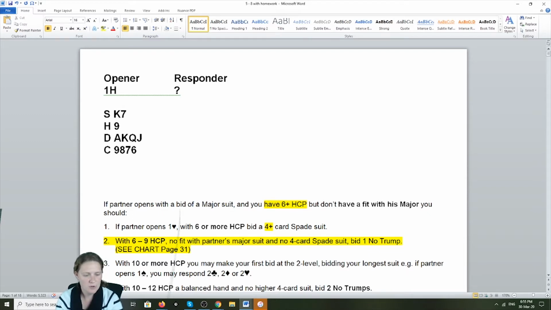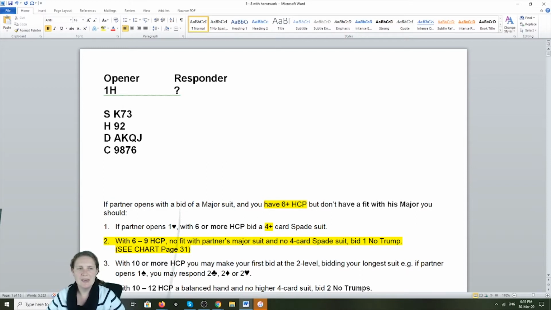So partner's opened 1 heart, and I'm going to give us this hand now. We've got plenty of points, actually 13 points here. What happens now is that you've got equal length in your suits. I'll leave it at this. Now, you don't want to bid 1 no trump because you've got 10 or more points. We've thrown that out the window. We don't fit into that category.